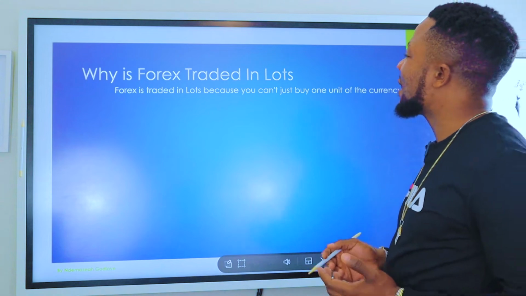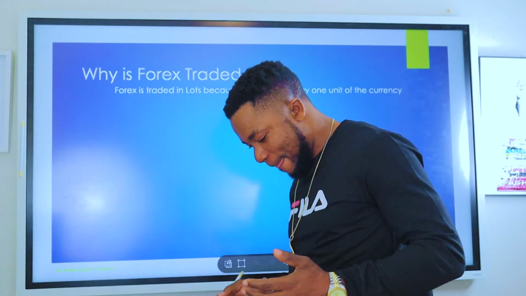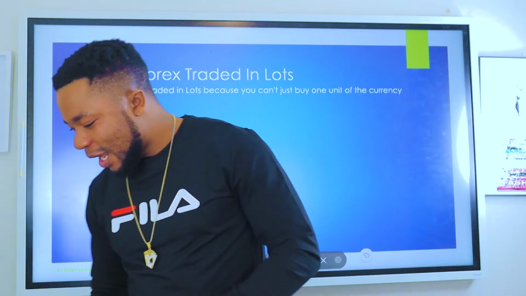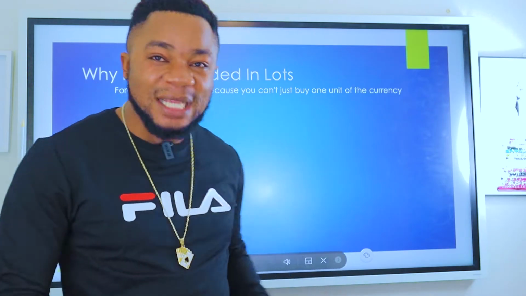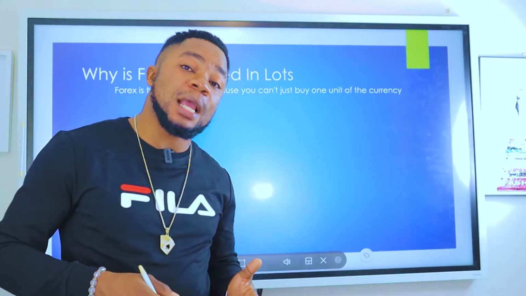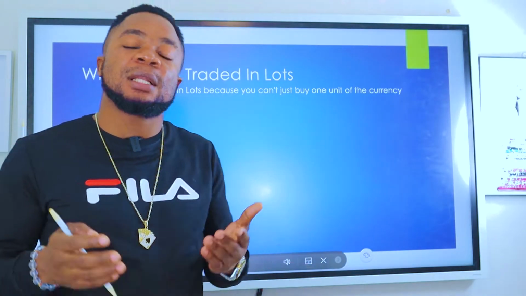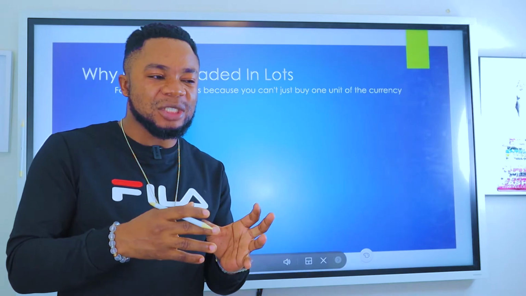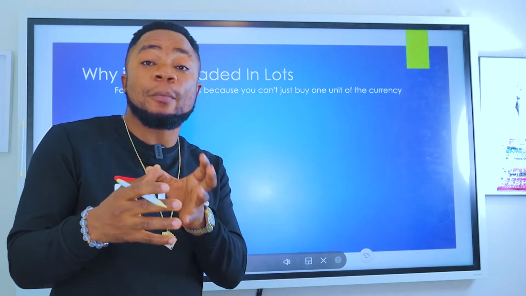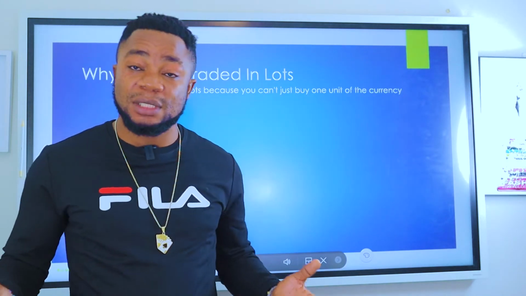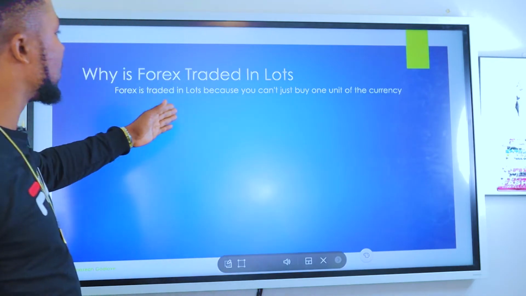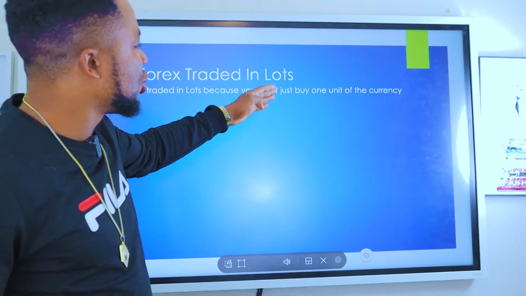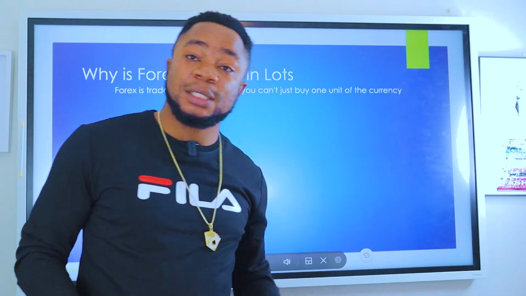They say, why is Forex traded in lots? Many people ask me this question all the time: why do people trade Forex in lots? A lot is just a unit, the measurement in which Forex is traded. Forex is traded in lots because you can't just buy one unit of a currency.